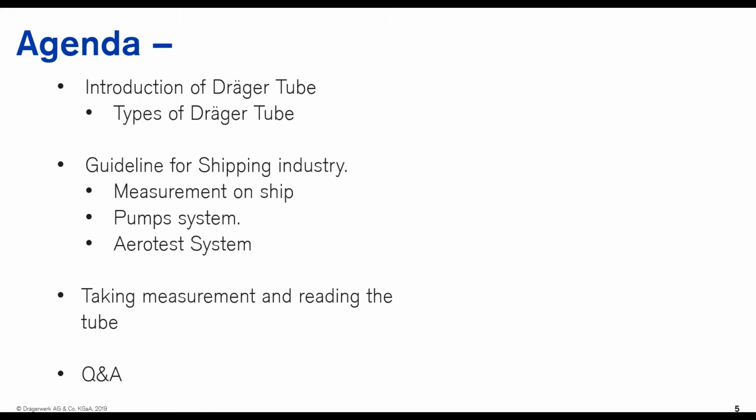Next, we look into the guideline of the shipping industry. We look into the different types of vessels and the gauge measurement of those vessels itself. Then we look into the pump systems. In the pump system section, we will probably talk about the manual pump as well as the automatic pump. In this section, I will also share some updates regarding the pump system itself.